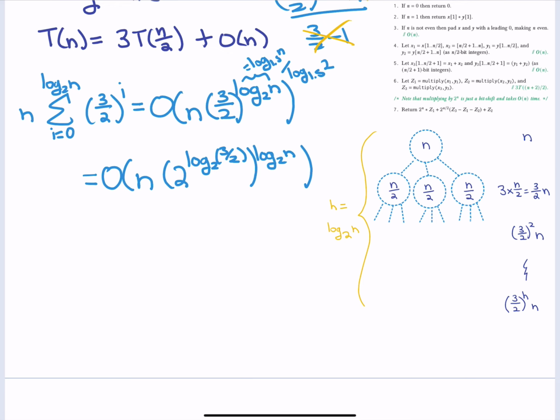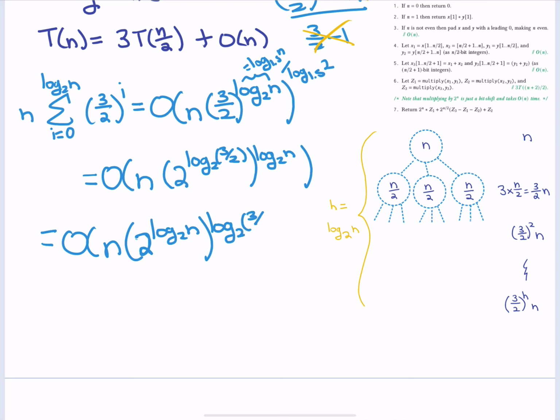So I just took 3/2 and I just did 2 to the log base 2 of 3/2, right? Because that's how logs and exponentials work, and I'm very comfortable with this rule. And now I can interchange the order of the exponents, so it equals big O of n, 2 to the log base 2 of n times log base 2 of 3/2. You can always change the order in the exponents because it's just multiplying two things together. That also you should be comfortable with.